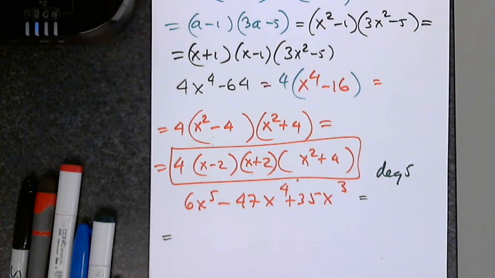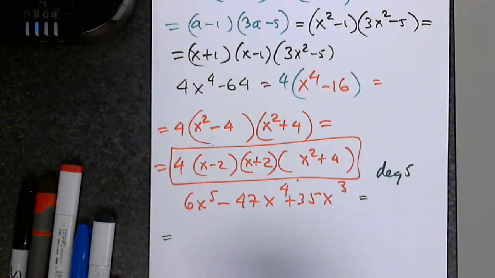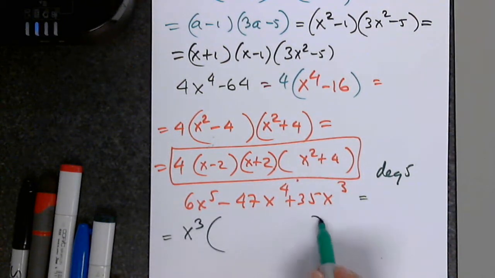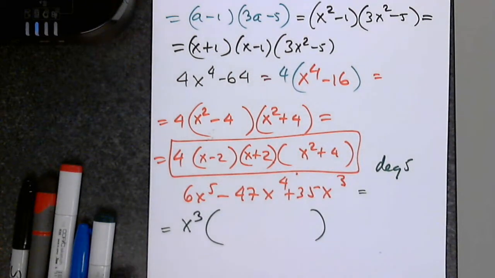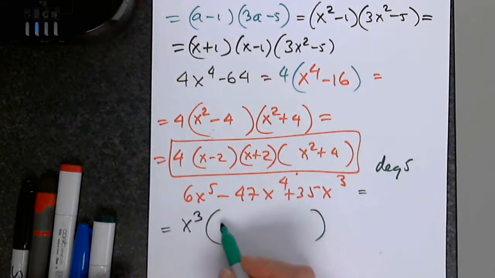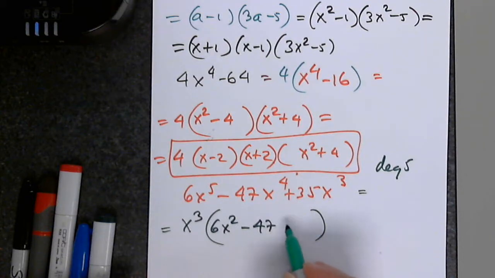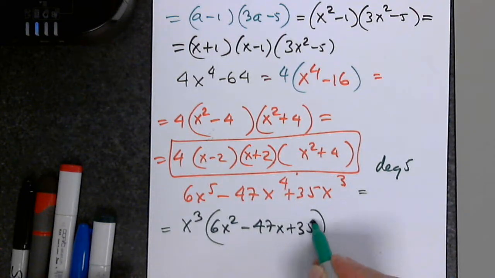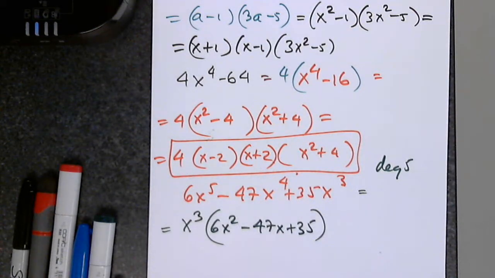Good. It's a polynomial, 3 terms. It's in descending order. Greatest common factor? I definitely hope so. What? Very good. Good. What is left? 6x squared, very good, minus 47x plus 35. Excellent.